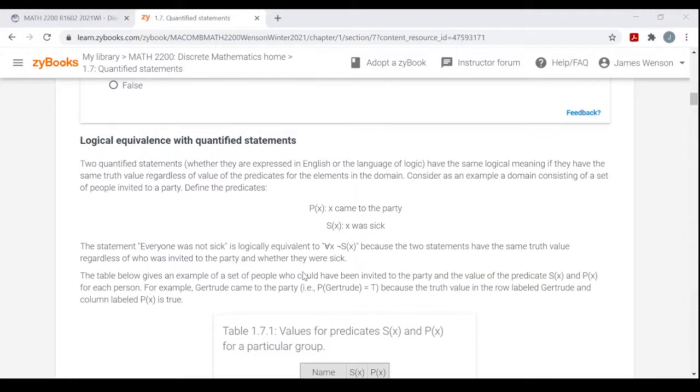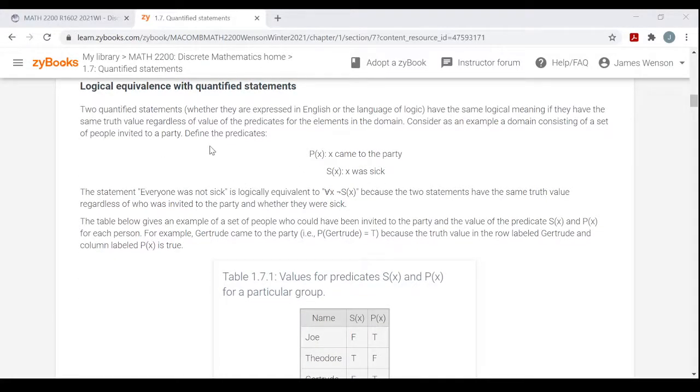All right. So now we get into logical equivalence with quantified statements. And as earlier, two quantified statements, whether expressed in English or the logical symbols, have the same logical meaning if they have the same truth value, regardless of the value of the predicates for the elements in the domain. Just like logically equivalent statements, when we looked at those earlier in the chapter, two logically equivalent statements have the same truth value no matter what. All right, so they give an example here.